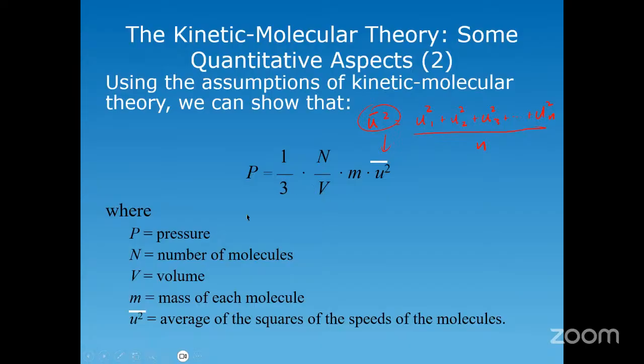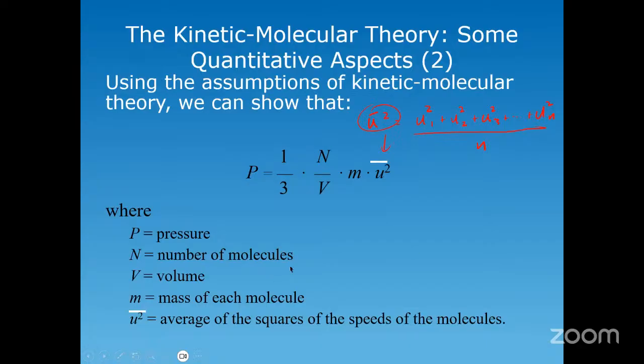Another thing I can point out here is the relationship between the pressure and the number of molecules, right? And this is predicted by Avogadro's law, which says that the pressure of a gas is directly proportional to the number of moles or the number of molecules. And here we can see clearly that everything else being the same, the pressure of a gas would be directly proportional to the number of molecules, right?